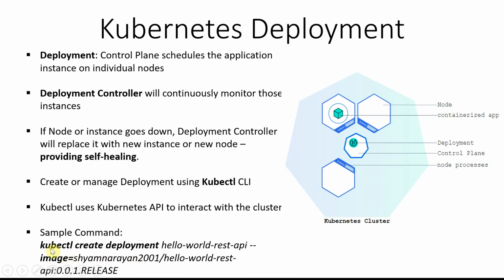So either you can use the command line, or you can directly call the REST API of the Kubernetes API server. But whatever it is, your interfacing point, whenever you give a command or a REST API call, the first interfacing point is the Kubernetes API server, which is installed in the master.